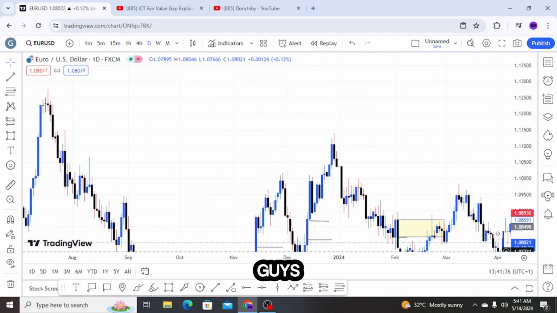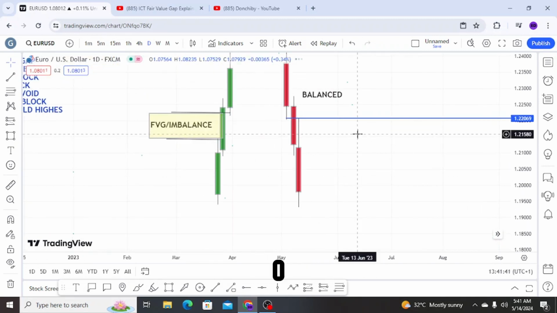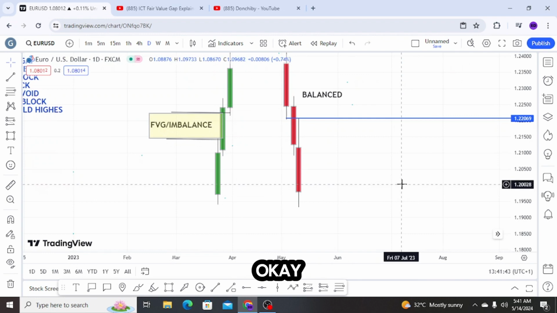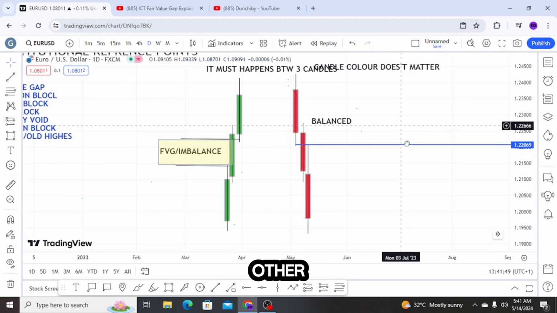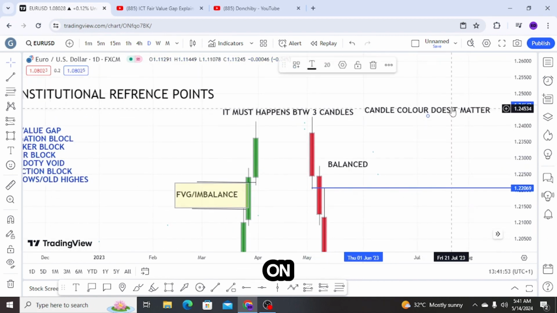So guys, that is what we call a fair value gap. This is how it works, and I believe you really understand it. In my other upcoming videos on this channel, I am going to explain more and show you ways you can use it for your trade entries.